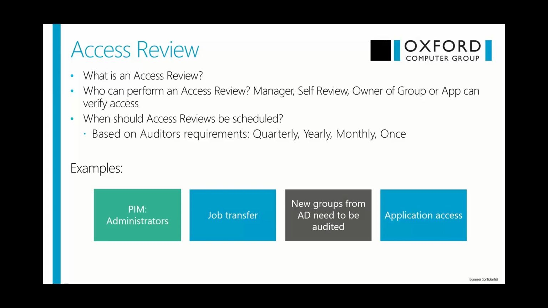New groups from AD need to be audited, so we can set up new Active Directory groups for access reviews. And then we can do access reviews for the different applications. So if I need a particular security group or a user to be able to log on to a Box application or Salesforce, I can do that also. And then have an access review on who should have access to Box or Salesforce.